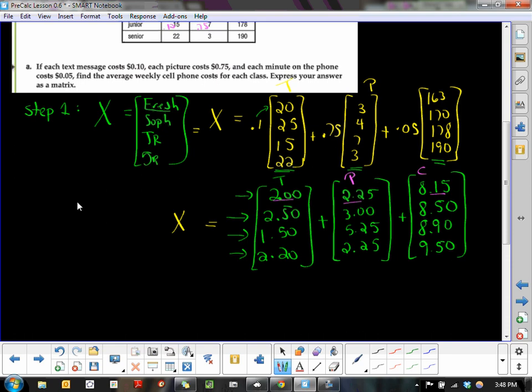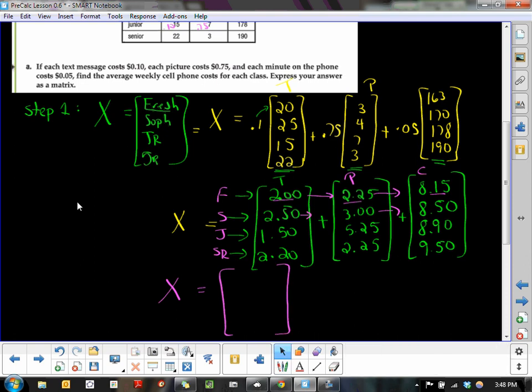So now if we want to know the total amount that each class spent, freshman, sophomore, junior, senior, we simply add those rows together to figure out our total cost for each of them. I'm going to take a little time out here, get the totals and place them in here, and we'll know what each class had for a total amount spent per phone call.